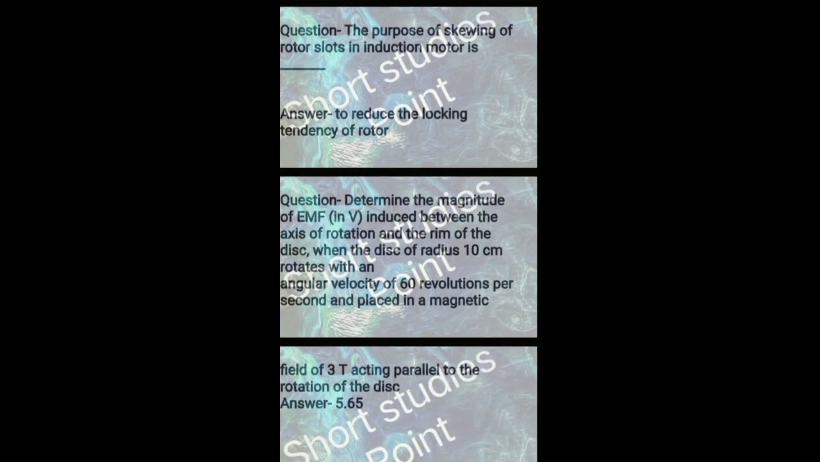Next question: determine the magnitude of EMF in volt induced between the axis of rotation and the rim of a disc of radius 10 cm, which rotates with an angular velocity of 60 revolutions per second and is placed in a magnetic field of 3 Tesla acting parallel to the axis of rotation of the disc. Answer: 5.65 volt.